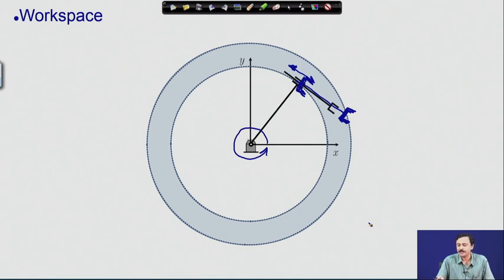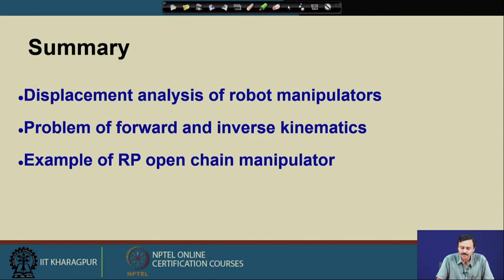Now, depending on joint limits, this workspace can change. This is the ideal situation when there is no limit on the revolute pair, but obviously from a physical construction point of view, there will be limits on these joint angles. So, the workspace will be smaller than this and you can find out the workspace. So, to summarize, we have studied the displacement analysis with the example of an RP open chain planar manipulator. We have looked at the forward and inverse kinematics problem and also the graphical interpretation of the solutions and the workspace of the manipulator. So, with that I will close this lecture.